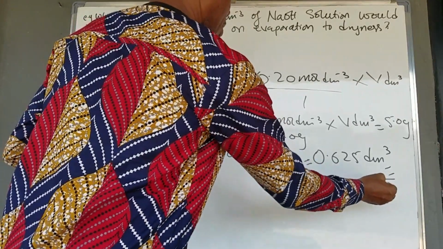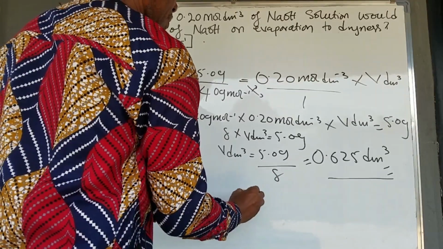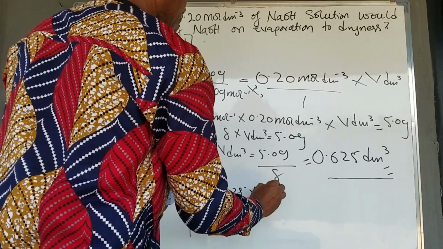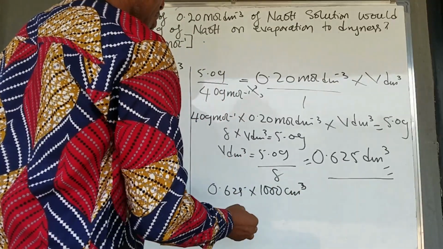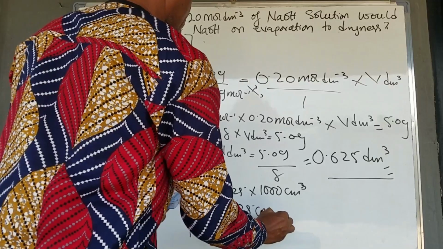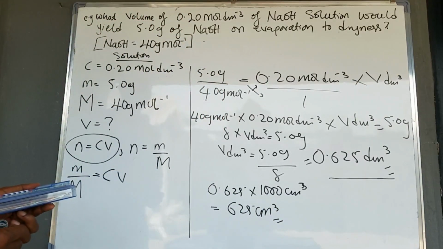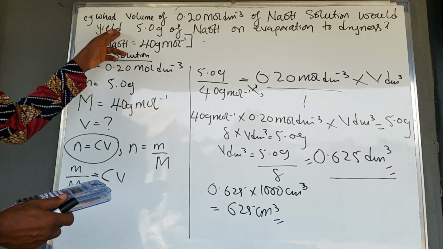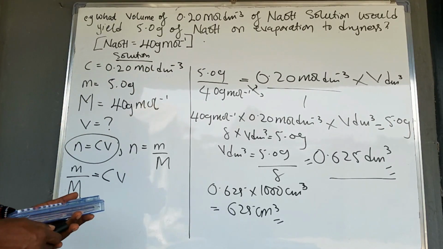So you can also convert it to cm³ in case. The cm³ will now give us 0.625 times 1000 cm³. Remember that's one of the formulas for solubility. The answer will now give you 625 cm³. That's the volume of 0.20 mole per dm³ of sodium hydroxide solution that is going to yield 5.0 grams of sodium hydroxide on evaporation to dryness, which is 625 cm³.